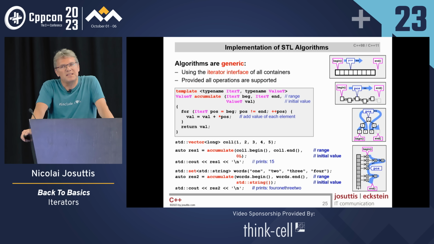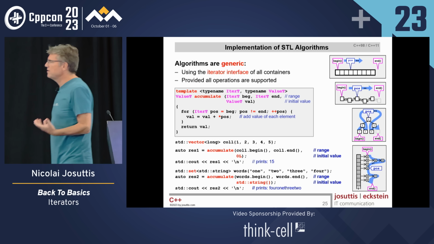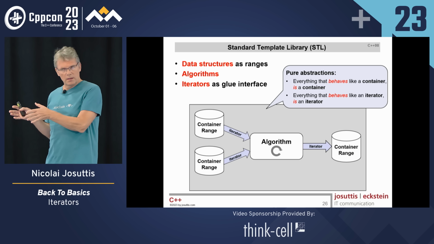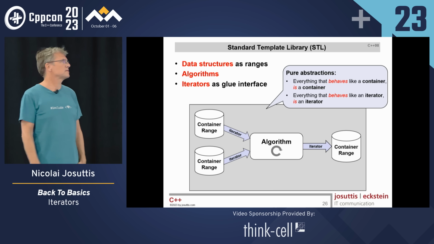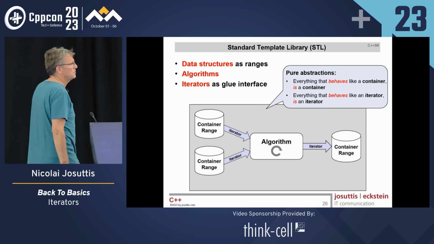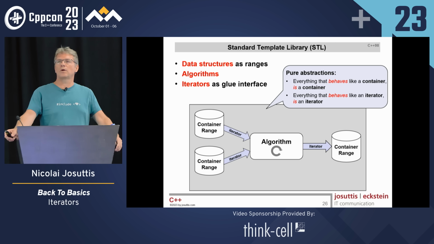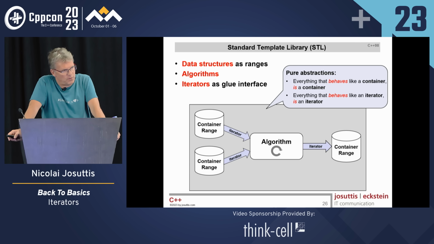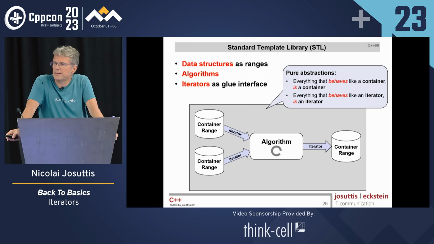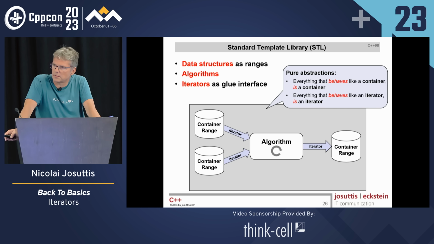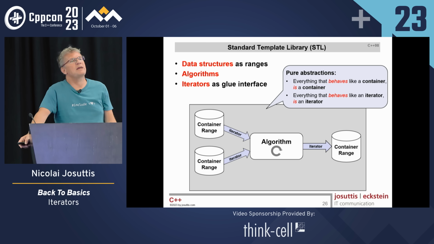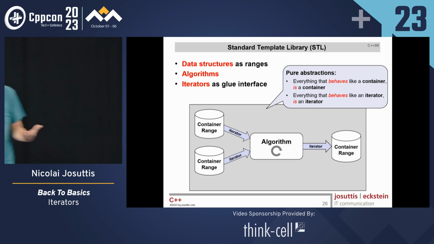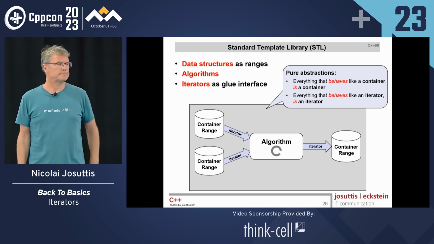Please note that in this principle, while we bring together algorithms dealing with containers and different data structures, using the iterators as glue code here, this works with the idea of pure abstraction. You will not find a base class for all the iterators. You will not find a base class for all the containers. The principle is everything that behaves like a container is a container. Everything that behaves like an iterator is an iterator.